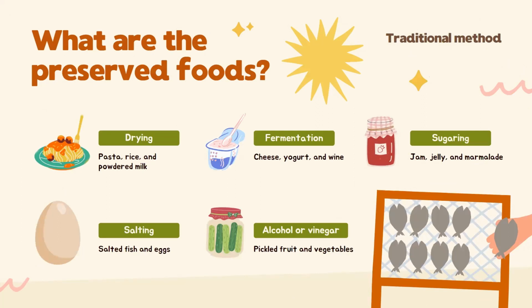Here is a traditional method using drying. You can see here we have pasta, rice, and powdered milk. And using fermentation, the examples are cheese, yogurt, and wine. Sugaring: jam, jelly, and marmalade. Salting, such as salted fish and eggs. Alcohol or vinegar, such as pickled fruit and vegetables.